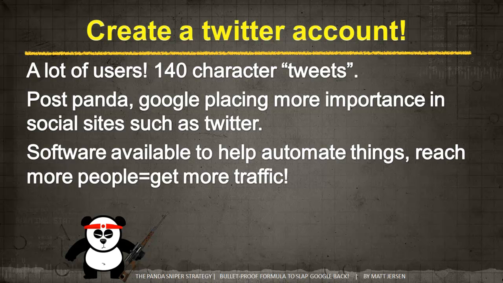Twitter account, post Panda update. The more I see on different top SEO blogs, Google is definitely taking into account more social awareness as far as Twitter and other sites. Google is placing more importance on social sites. So there's definitely software available out there to help automate things for Twitter. If you just start looking around Google, you can get automatic friend software and follower software, and stuff like that can really help automate things for you. And it never hurts to start putting out, even with 140 characters, different things about your website and start getting people to visit your site through Twitter.